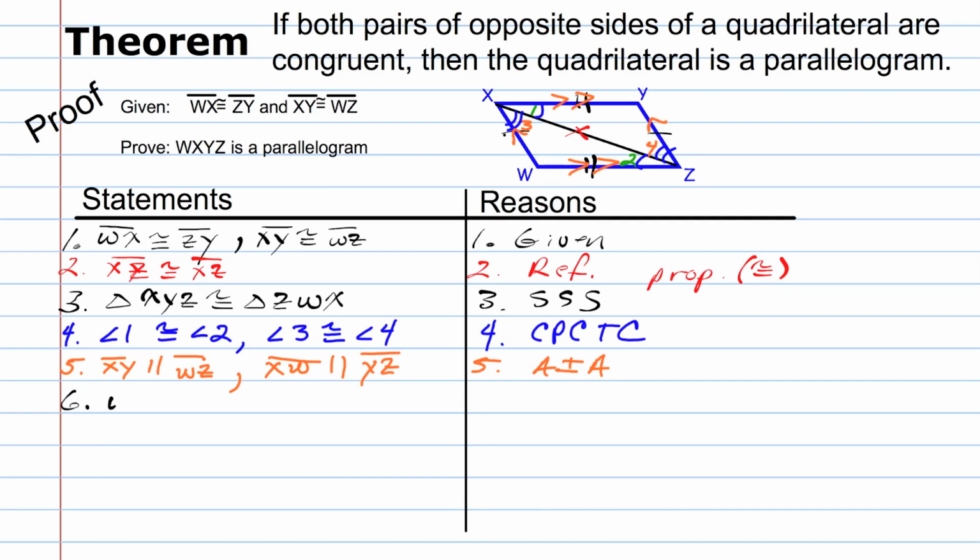So in this case, WXYZ is a parallelogram. And that's because of the definition of parallelogram. Again, to review, I proved the two triangles were congruent so that I could prove the angles, which were alternate interior angles, were congruent to prove the sides parallel.